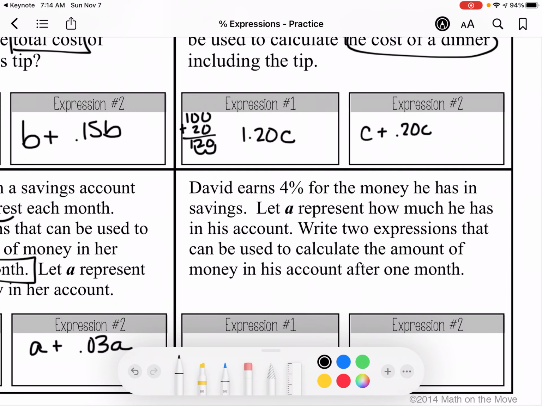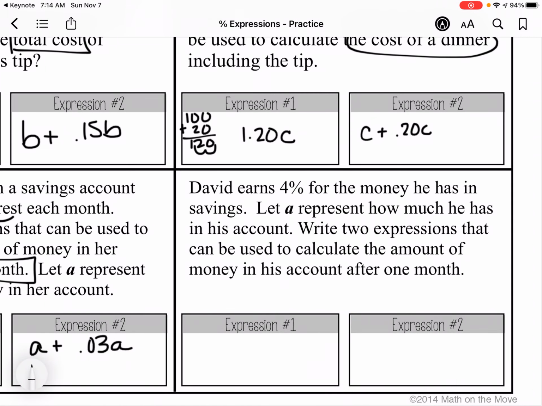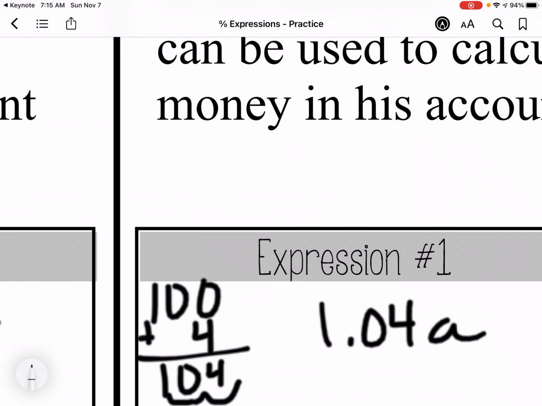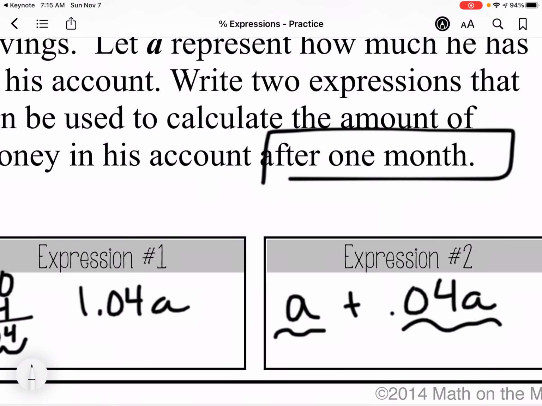David earns 4% of the money he has in his savings. Let A represent the amount in his account. Write two expressions that can be used to calculate the amount of money in his account after 1 month. So I have 100 plus 4. So I have 104. Move the decimal 2 places in. I get 1.04A, or I can do A plus 0.04A. I can find the amount of money plus 4% of the amount and add them together.